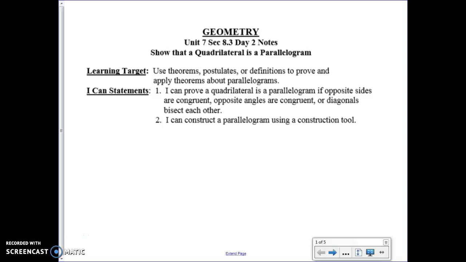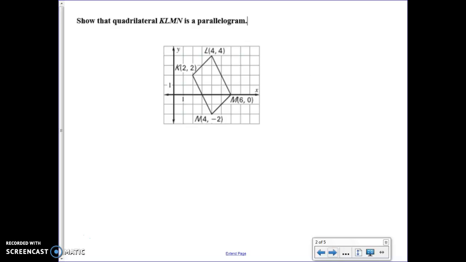Hey guys, in our day 2 set of notes, we're going to continue talking about how to show that a quadrilateral is a parallelogram. So we're going to put some of these methods that we talked about into practice. We have the same problem on your page a couple different times, and it looks like this. It says show that quadrilateral KLMN is a parallelogram.